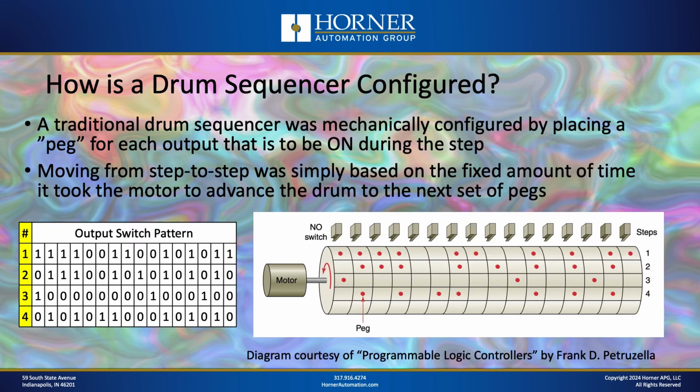So graphically, this is kind of what a drum sequencer traditionally looks like, where you have a series of steps, and in each step you have one or more outputs that can be on, represented by those pegs, and then a motor is turning your drum at a continuous speed to represent time, if you will. And this is really what people think about when they think about a drum sequencer.